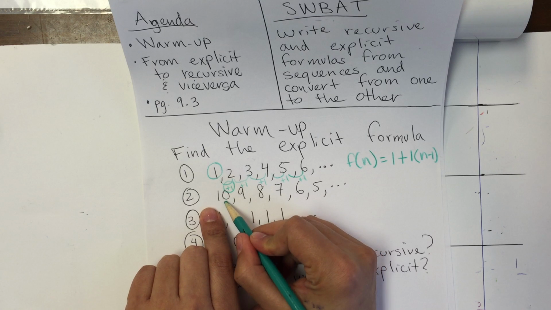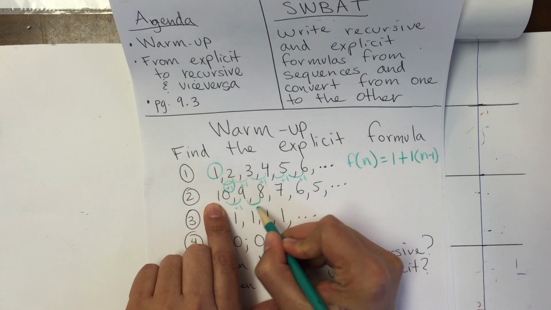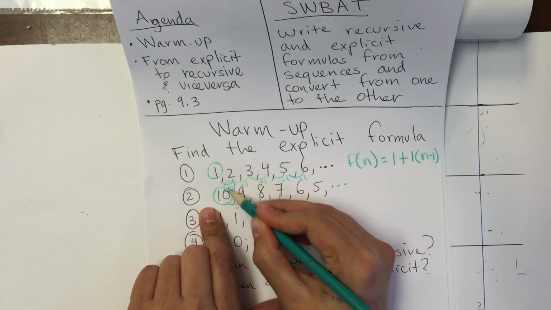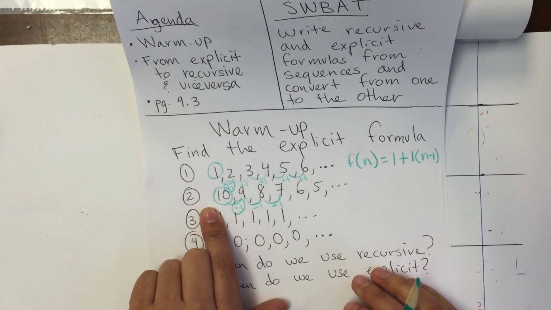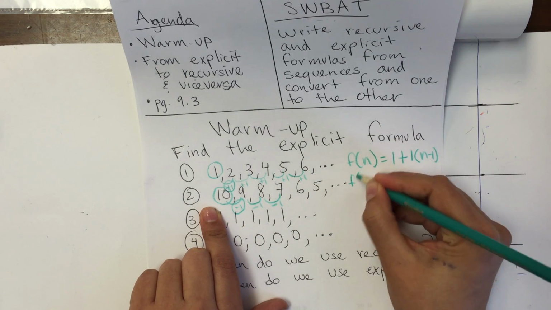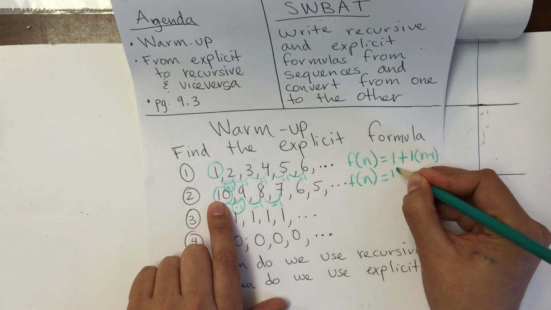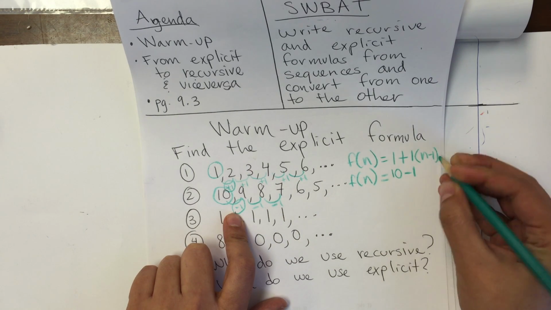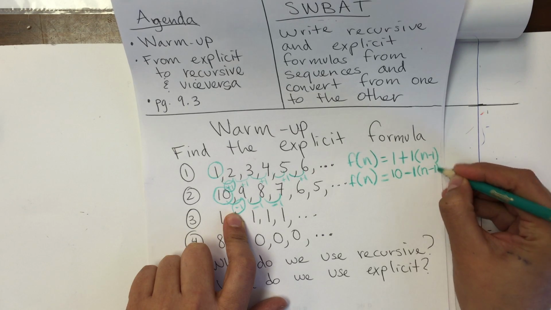In the next one, to go from 10 to 9 is minus 1, minus 1, minus 1. Again, what we need is the initial point and the pattern that it's taking place. It's going to be f of n equals the initial point, which is 10, the pattern, which is minus 1, and then multiply times n minus 1.